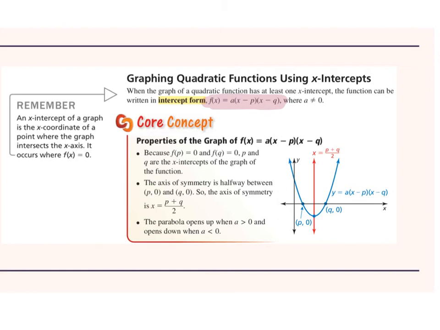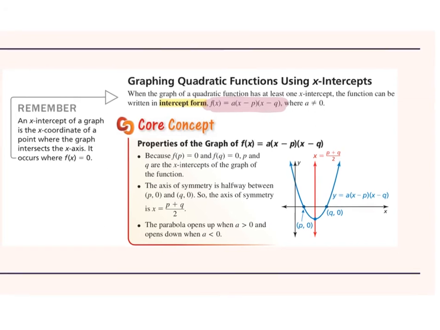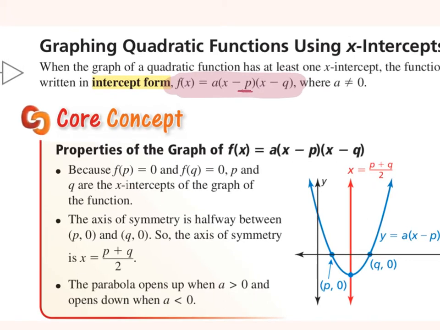So to find our axis of symmetry when we are given intercept form, we take our p and q, so it's going to be x minus some number times x minus another number. We take that number and the other number, add them together, and divide by 2. So this is our formula down here to find our axis of symmetry in intercept form. Notice how we start with negatives and we use the positive, so we need to flip the sign of what it gives us.